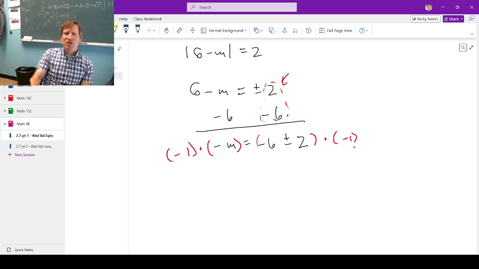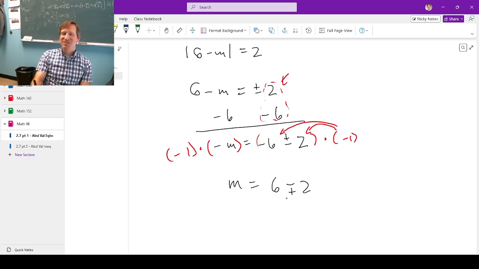And when we multiply the right-hand side by minus 1, remember, we're going to need to distribute this minus 1 like that. So on the left-hand side, minus 1 times minus m is m. And on the right-hand side, when we distribute this minus 1, we get minus 6 times minus 1. That's positive 6. And then plus or minus 2 times minus 1. Well, plus 2 times minus 1 is minus 2. And minus 2 times minus 1 is plus 2. So we get m equals 6 minus or plus 2. Well, that's still 6 plus or minus 2, right? It's just the subtraction and the addition are written in different orders.